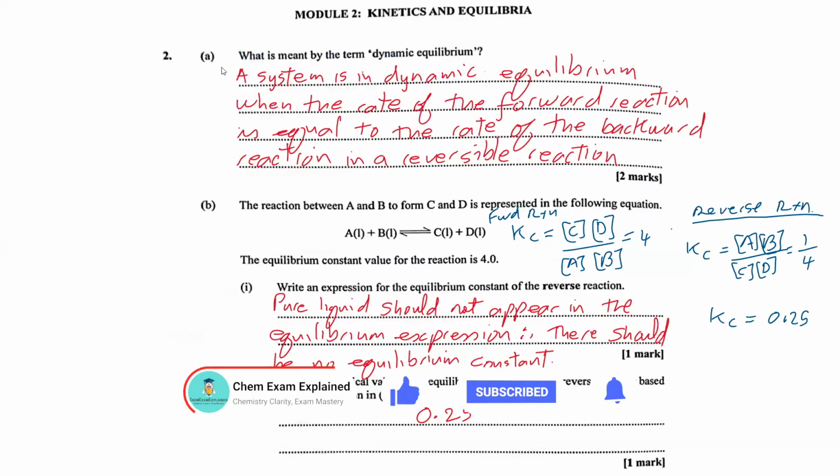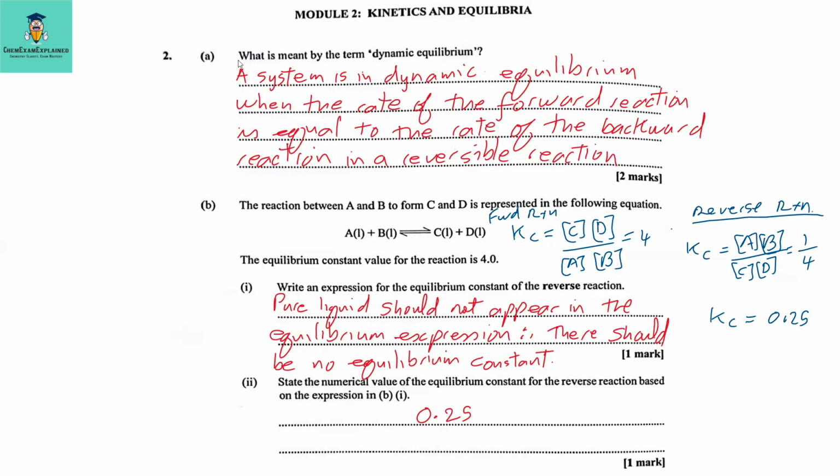Let's go. 2A. What is meant by the term dynamic equilibrium? A system is in dynamic equilibrium when the rate of the forward reaction is equal to the rate of the backward reaction in a reversible reaction.